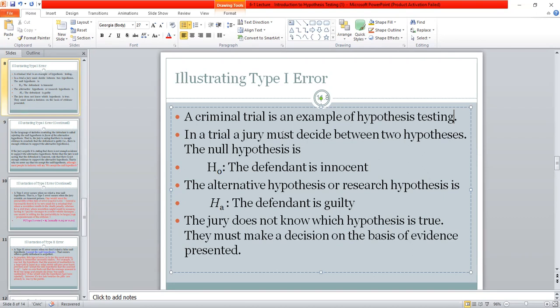So the guilty are free. That is type 2 error. And you can list as many as you wish, or examples of these types of errors: business or any other area, social sciences, pure sciences, health, name them. You can, without an issue.